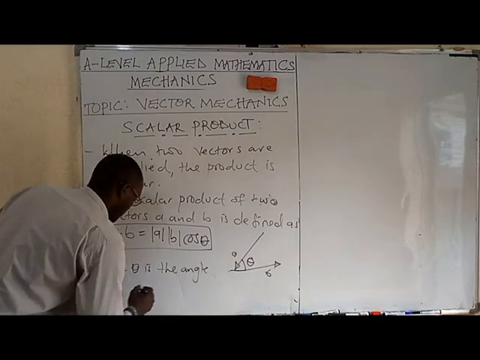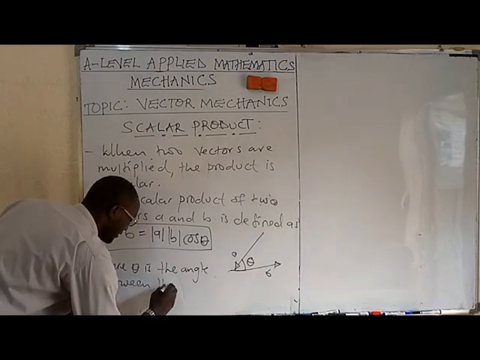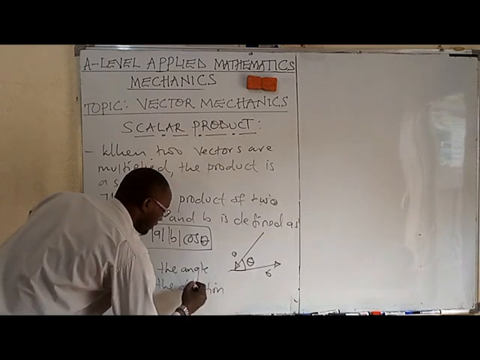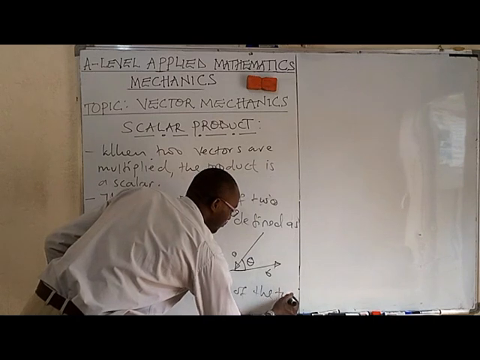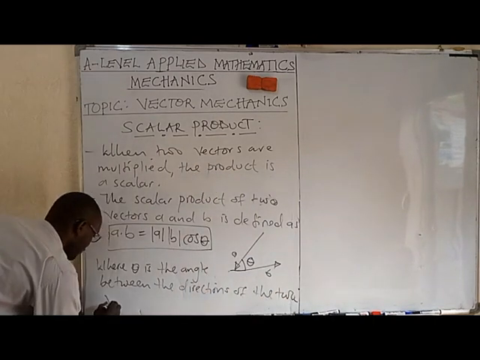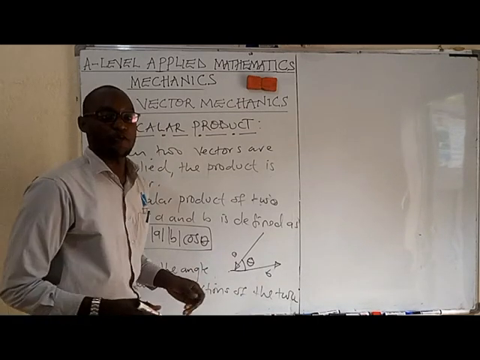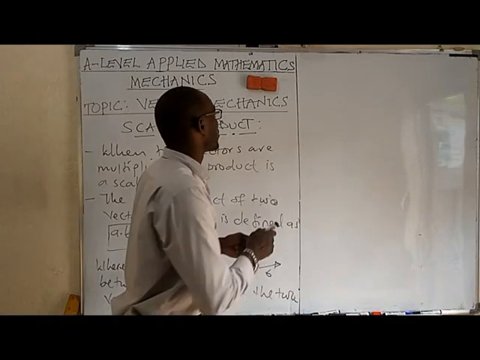Angle between the directions of the two vectors. So that's what we call a scalar product. Now, let us have some notes. Note.